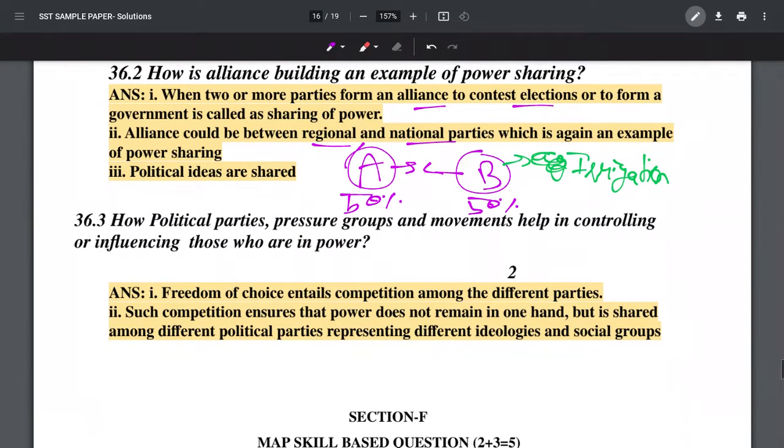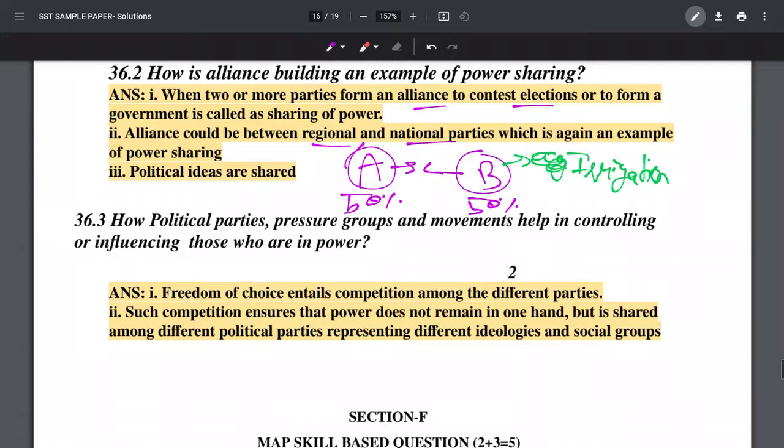How political parties, pressure groups, and movements help in controlling or influencing those who are in power. So, when I talk about political parties, pressure groups, and movements, they help in controlling the people who are in power, because if no one is controlling, no one is opposing or criticizing, they can misuse the power.